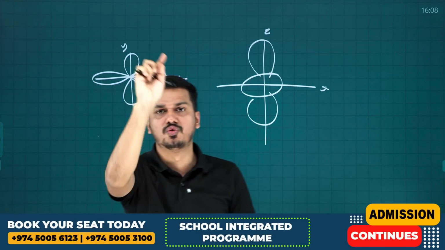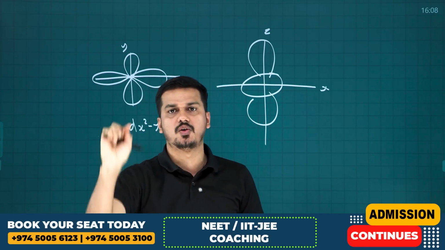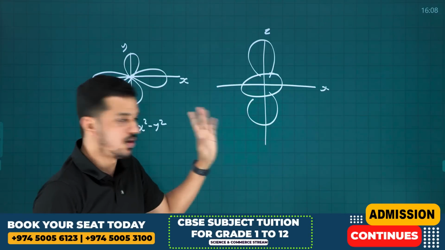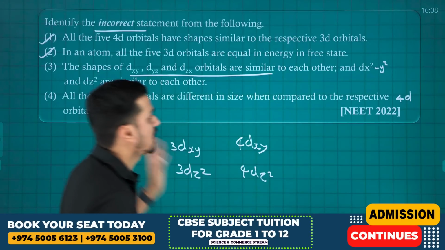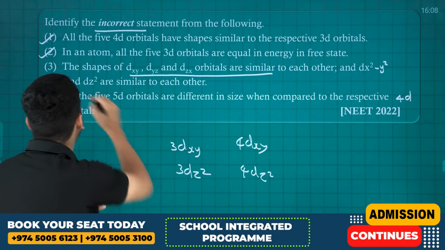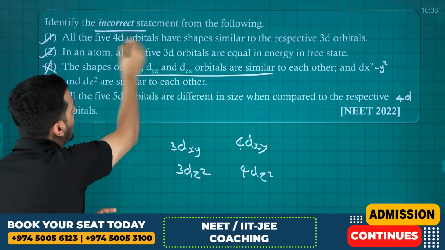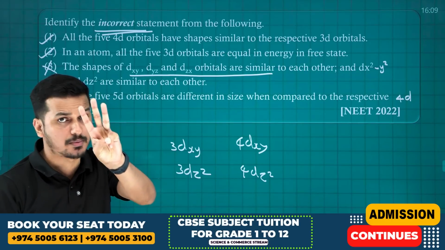Okay, the electron will move like this initially, then it will come down like that. So that's actually a doughnut shape. So they are not the same. But they are actually lying along the axis. So that statement is the incorrect statement. That's our answer. Identify the incorrect statement. So the answer is option 3.